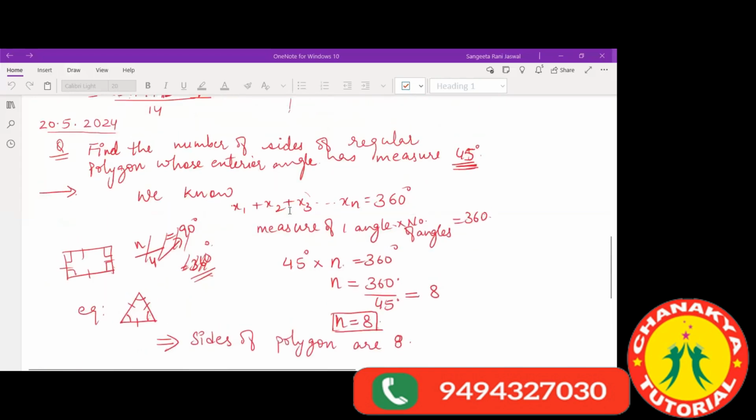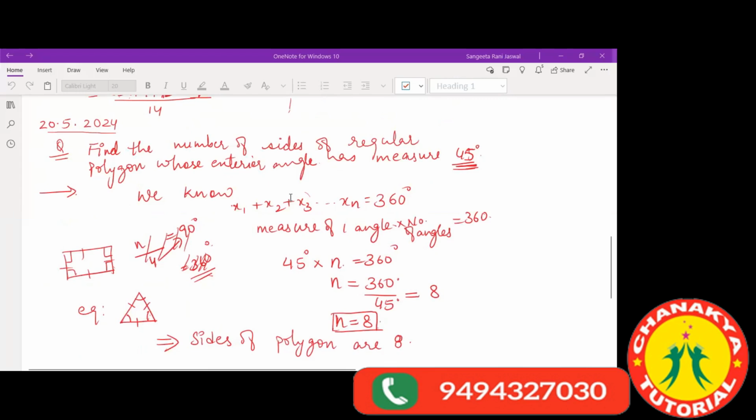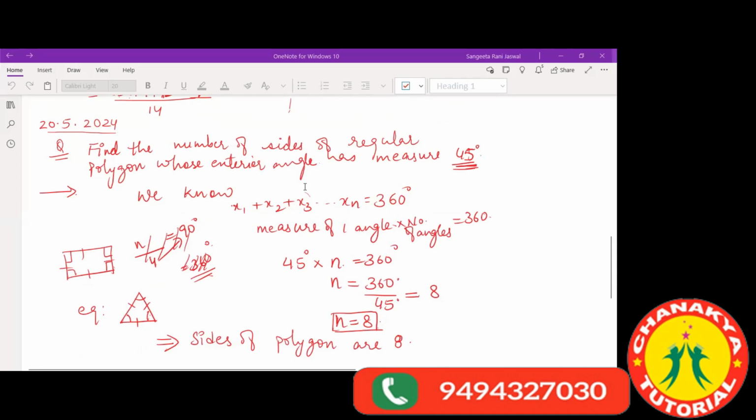Have you understood the concept of these things? Ma'am, concept is understood. What I am not understanding is how to take exterior angle, interior angles, those kinds of things. That will come with practice. See, here in this question, I was directly given that the exterior angle is this much. If suppose in the same question I were given that the interior angle is 45, then what would be my first step to find the exterior angle?